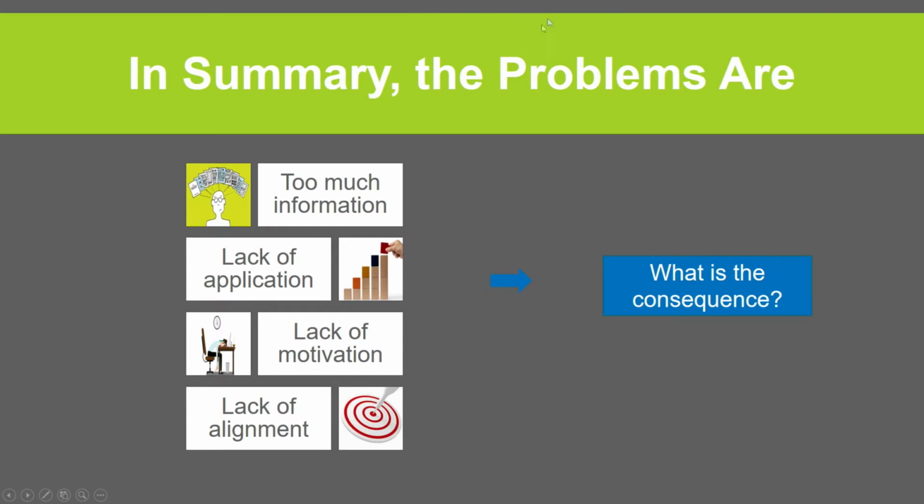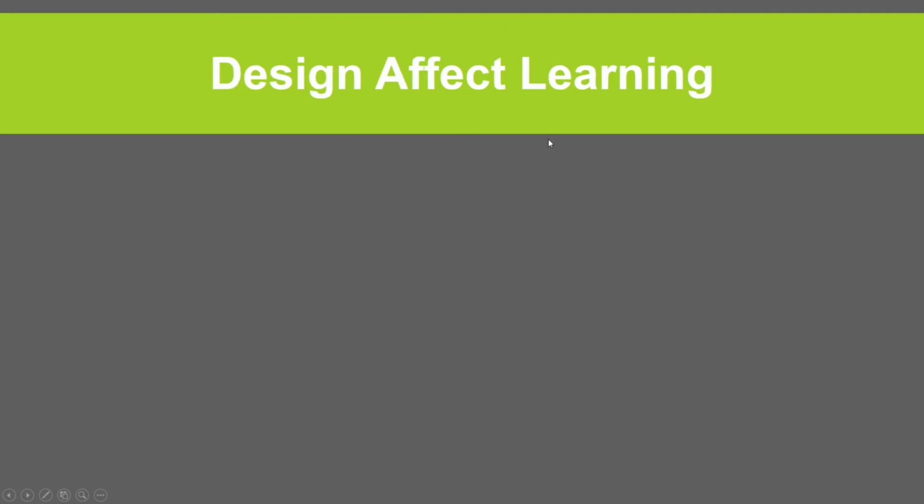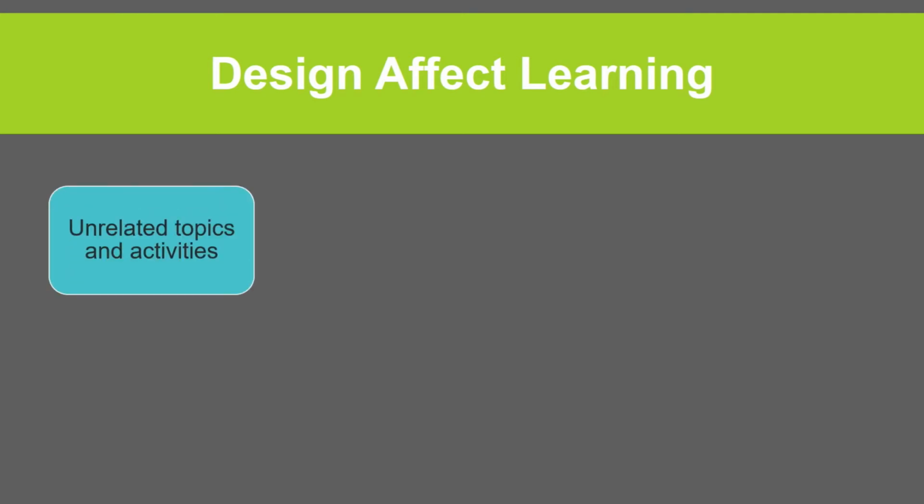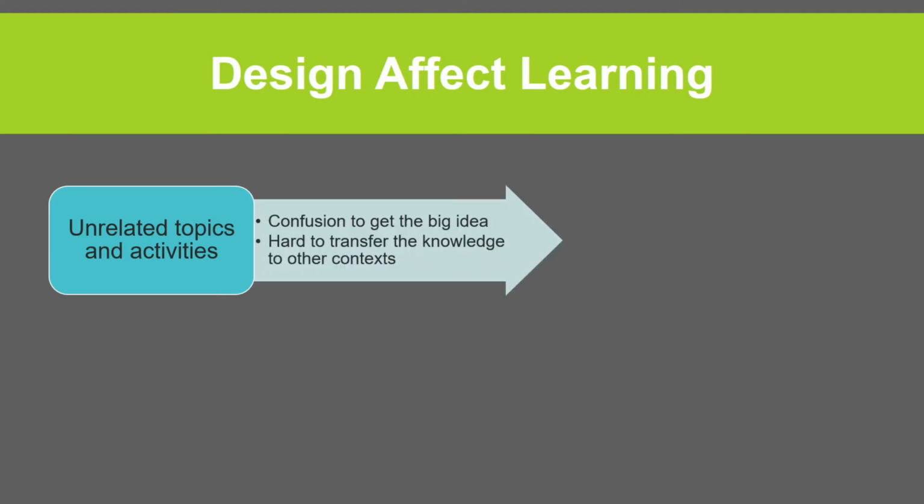So what is the consequence of this? And you can see that as we think about designing learning, we want to do it in a way that truly leads us to desired outcomes. So we have a number of unrelated topics and activities that could be perceived by students, which leads to confusion in understanding, well, why am I learning this and what is the big idea?